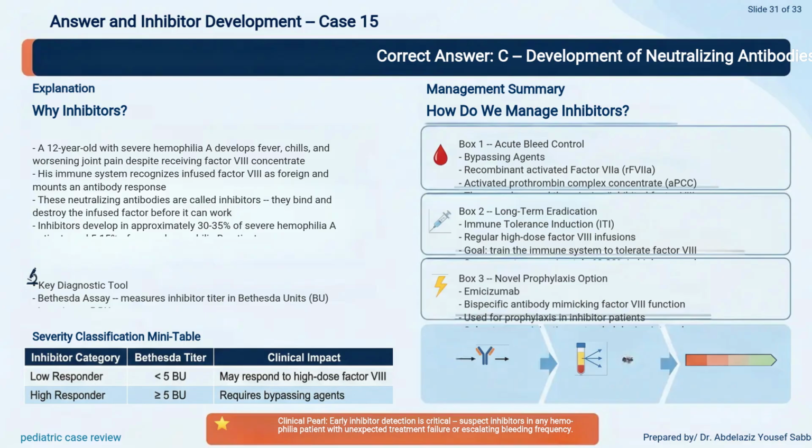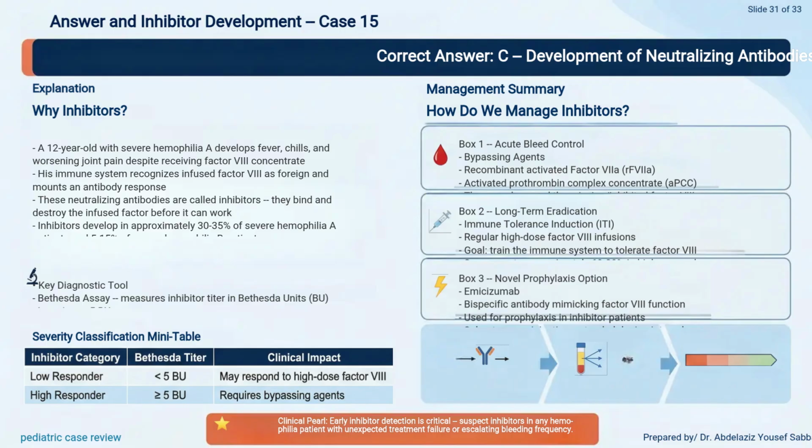This 12-year-old develops fever, chills, and worsening joint pain despite receiving factor VIII concentrate, which is the classic clinical picture of inhibitor development. His immune system has recognized infused factor VIII as foreign and mounted an antibody response. These neutralizing antibodies called inhibitors bind and destroy the infused factor before it can work.